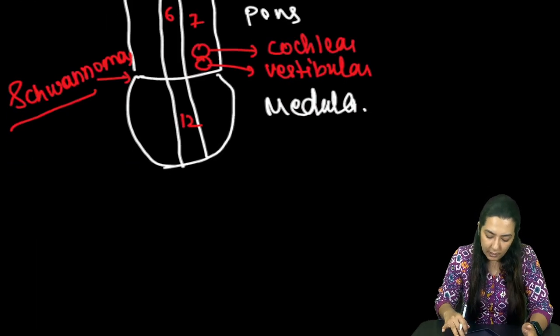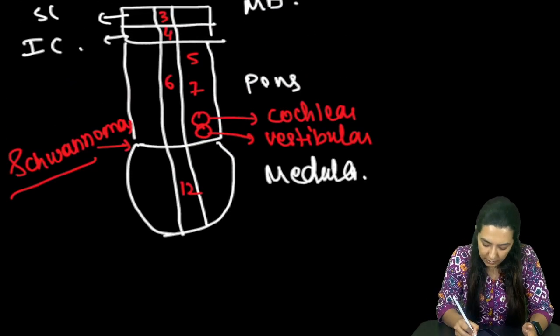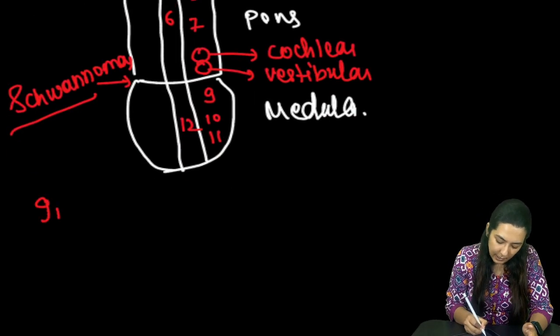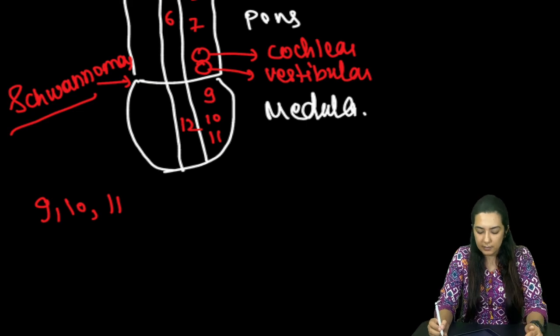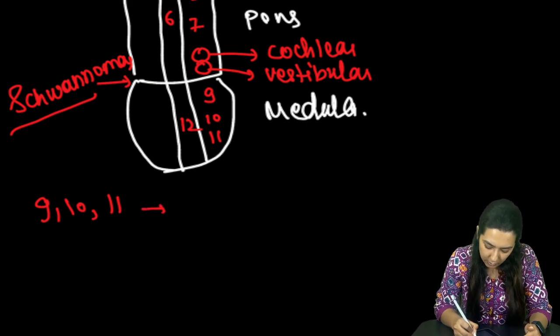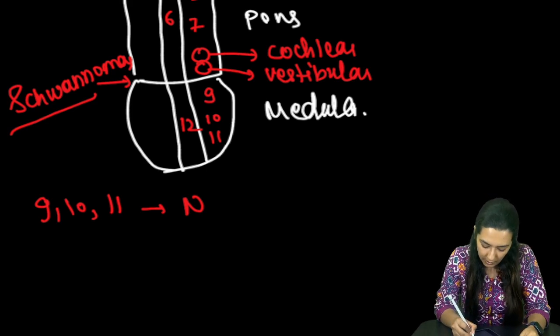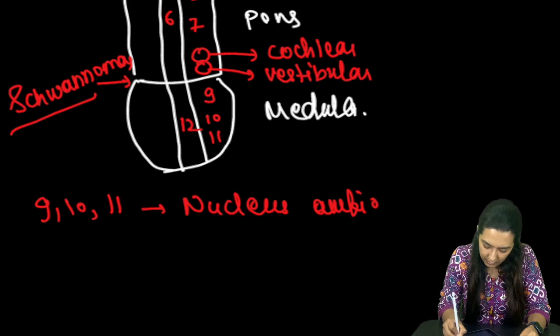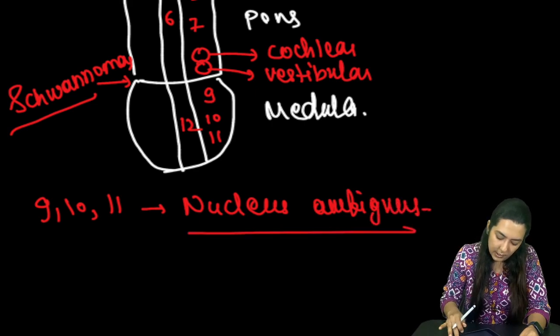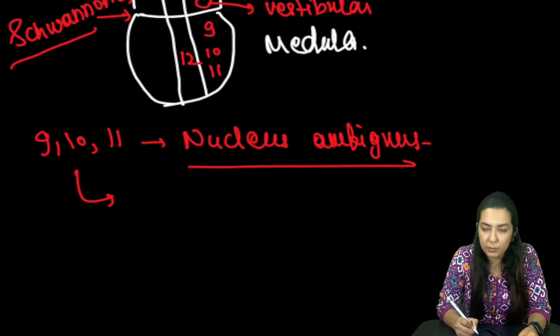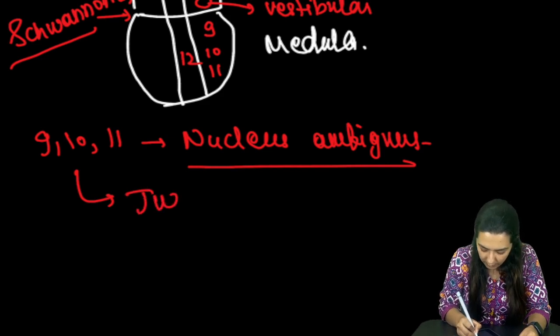Now the 12th cranial nerve, so which will be the other lateral nerves? It will be 9, 10 and 11, and remember these 9, 10, 11 always travel together inside the skull. The cranial nuclei of all three nerves are known as the nucleus ambiguus. This is a very important point. And they all leave together through the jugular foramen.